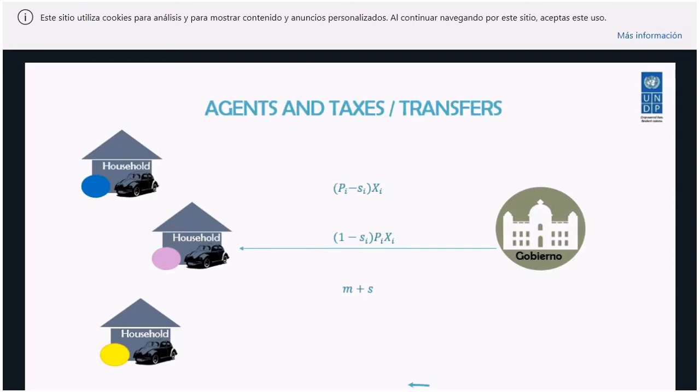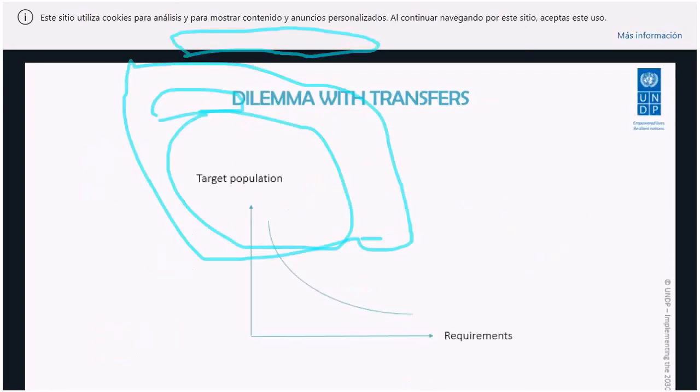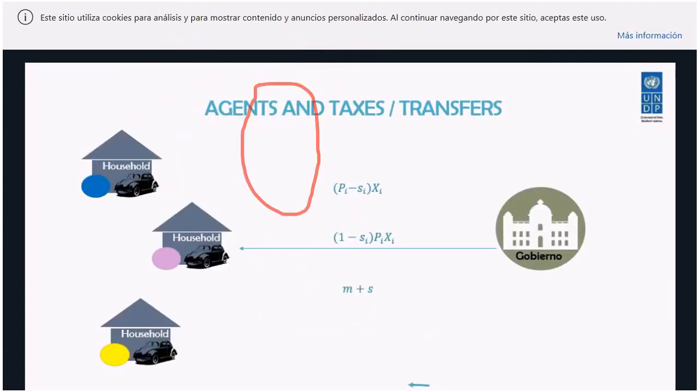But the important part for you to bear in mind is the relationship, right? These criteria. Who is the target population? Based on what requirements is the target population identified? And based on that identification and rationale, what are the best policies the government can implement to tackle the needs and the requirements of that target population?